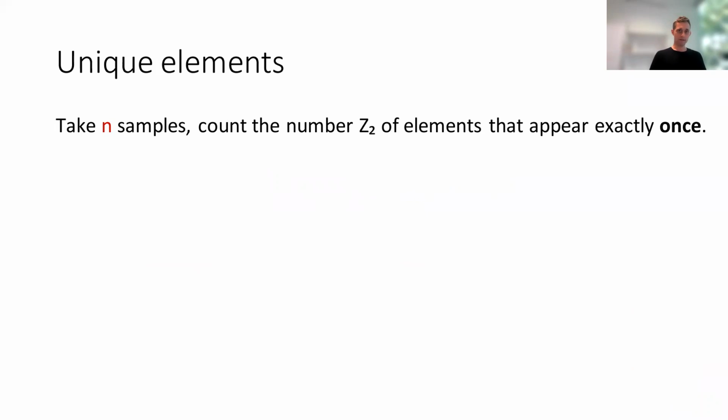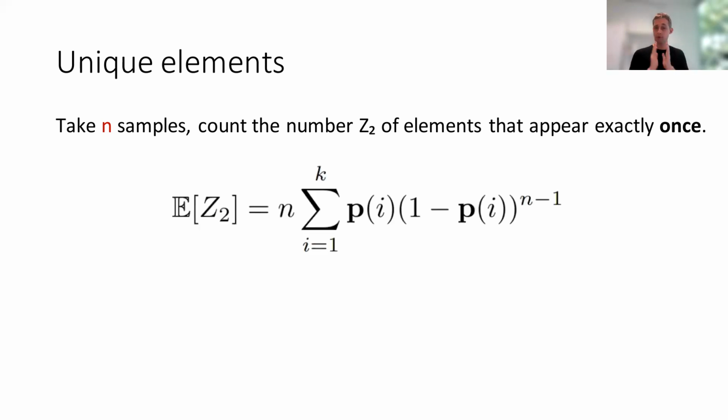The second one is different. It says, don't worry about how many of them collide. Just look at the ones that appear exactly once. So I take, again, n samples, and I check the number of values I see exactly once. So again, that's kind of dual to the first one. You can compute the expectation of this thing. It has a closed form, right? But it's not easy to bound.